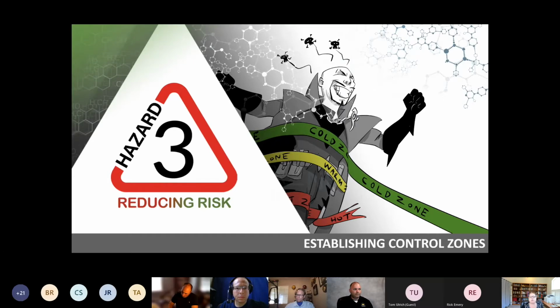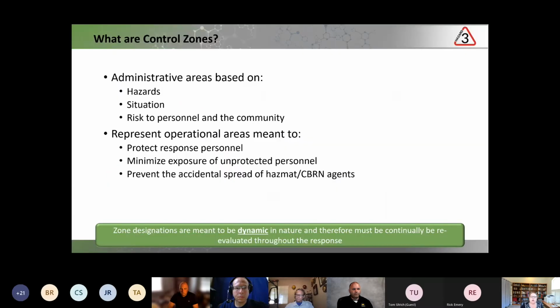The answer to all of it is there's no one way that's right. But the one thing that has to happen is clear communication of what control zones you're using and why. So let's start out first with what are they? In reality, control zones are just administrative areas. They're areas where we are focusing the hazards, where we can have the situation grow in size and shrink in size, and where we're trying to minimize the risks to personnel and the community.